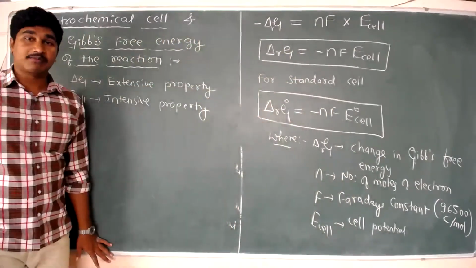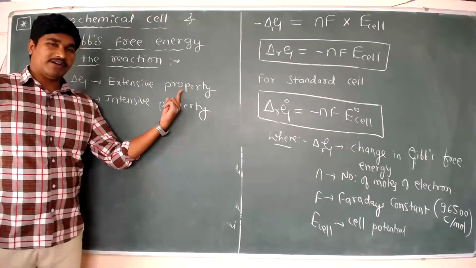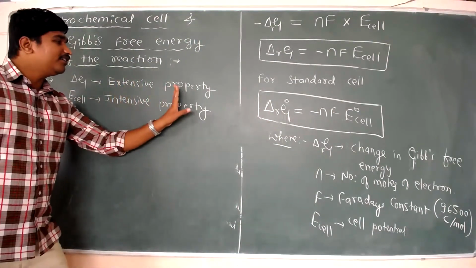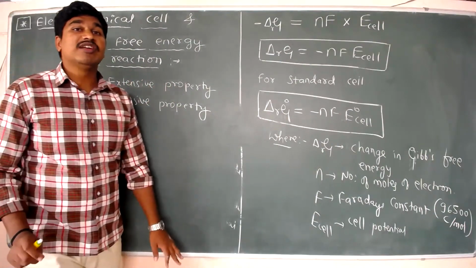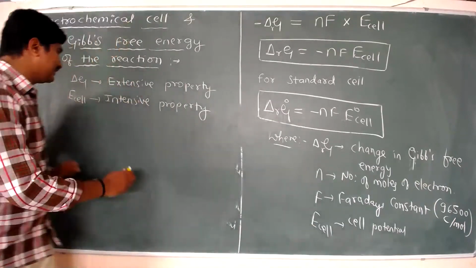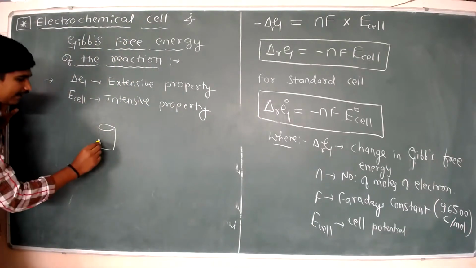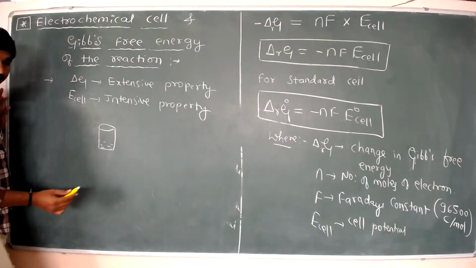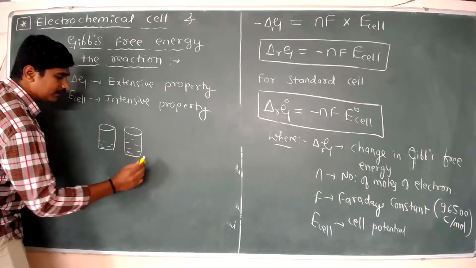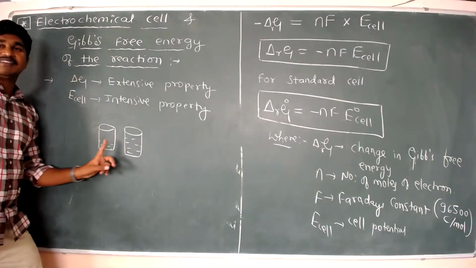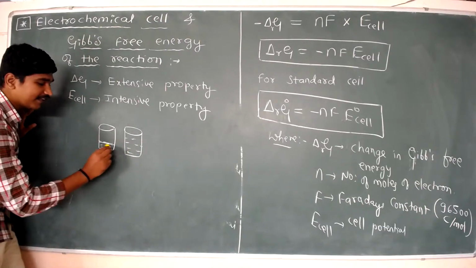Once again, I will tell what is meant by extensive properties: the properties which depend upon the amount of matter. For example, this is one beaker having this much water, and this is the same beaker having this much water. The mass of these two beakers is different. Here a small amount of water is there.